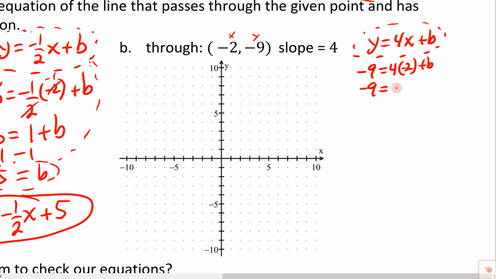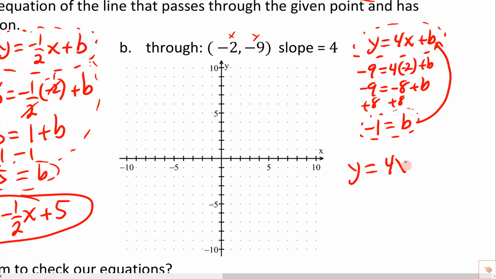So this is -9 equals, nothing cancels here, so that's kind of nice, -8 plus b. We're going to add 8. So that's going to be -1 equals b. And this is the final piece of information I need. Remember in the last unit they would say, okay, here's the slope, here's the y-intercept, just write the equation. Now we have to do a little bit of work to get to that point, but we've got it now. We plug it in right there, so we get y equals 4x minus 1. We're going to circle that. That's the answer. Let's go ahead and graph this.